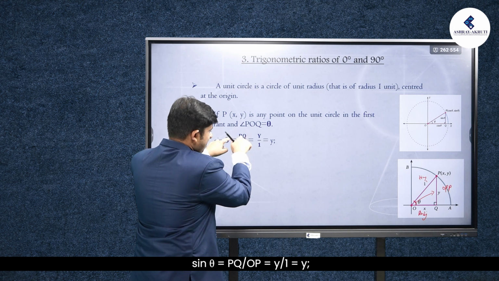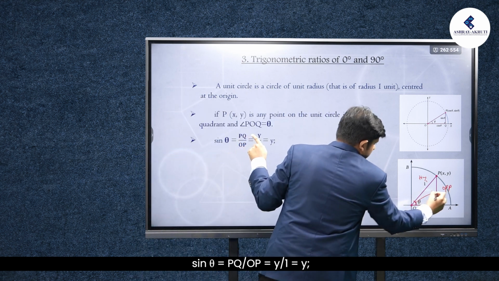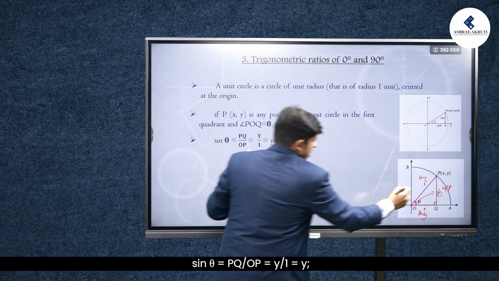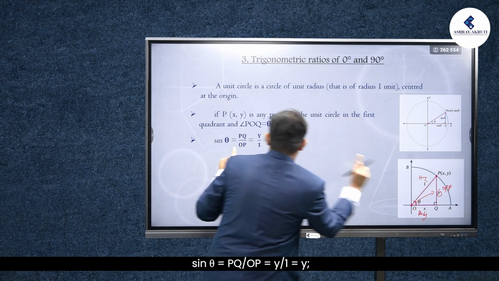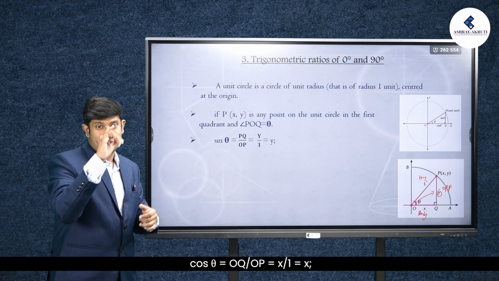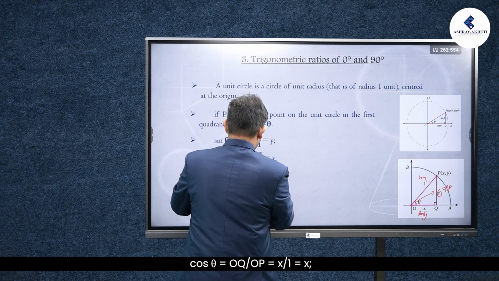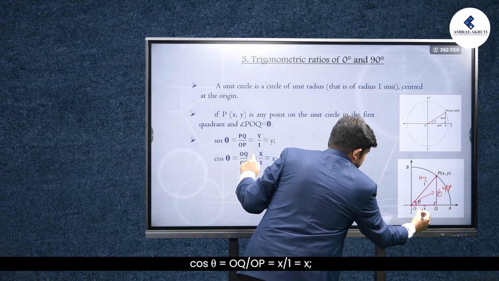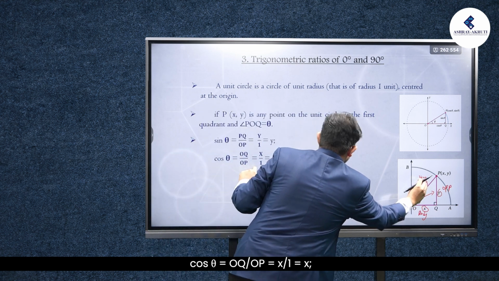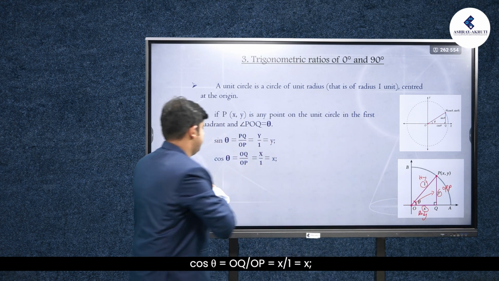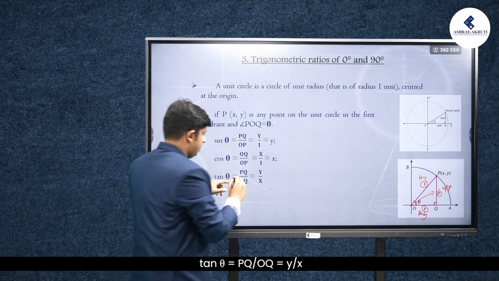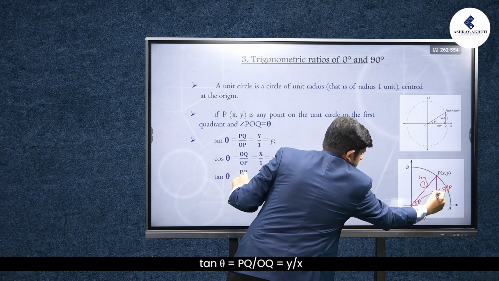That is equal to y by 1, that is equal to y. Cos theta is equal to OQ by OP, that is equal to x by 1, that is equal to x. Tan theta is equal to PQ by OQ, that is equal to y by x.